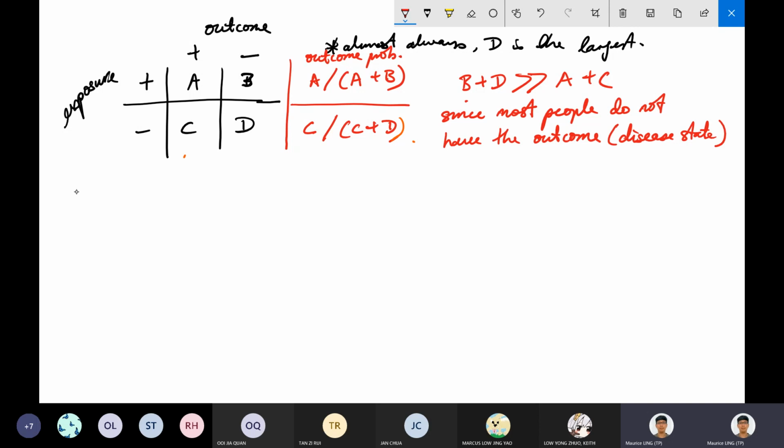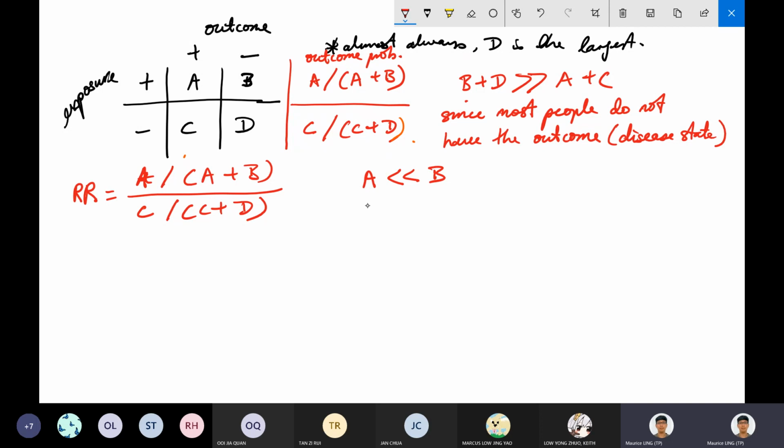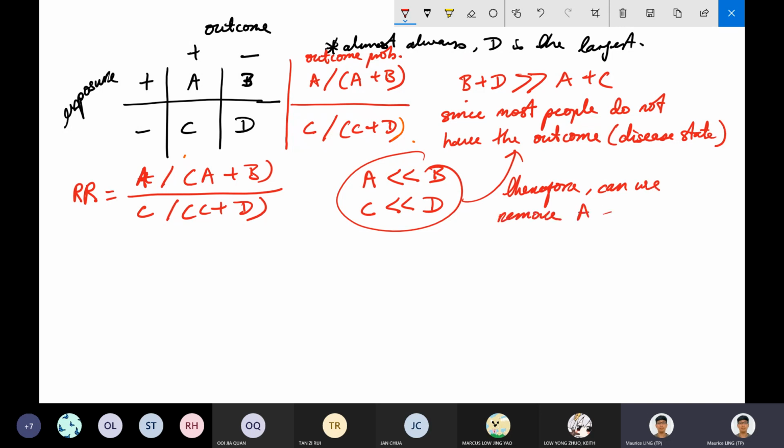So if relative risk is A over A plus B, C over C plus D, and we say that A is usually much smaller than B, C is usually much smaller than D in order for this to be true. Make sense? Therefore, can we, in the denominators, remove the A and C?